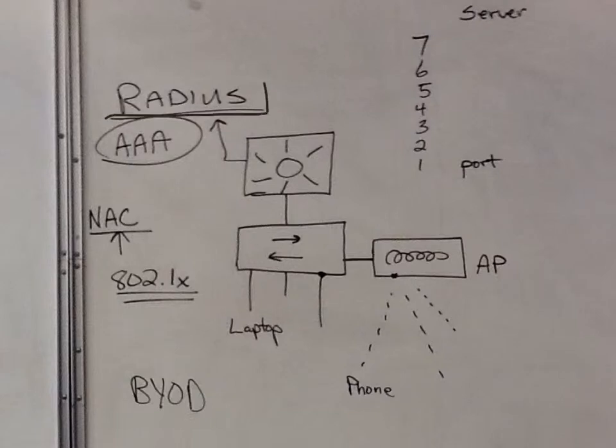We're going to install a Radius server after spring break for authentication, authorization, and auditing, or accounting. Some people refer to that as accounting.